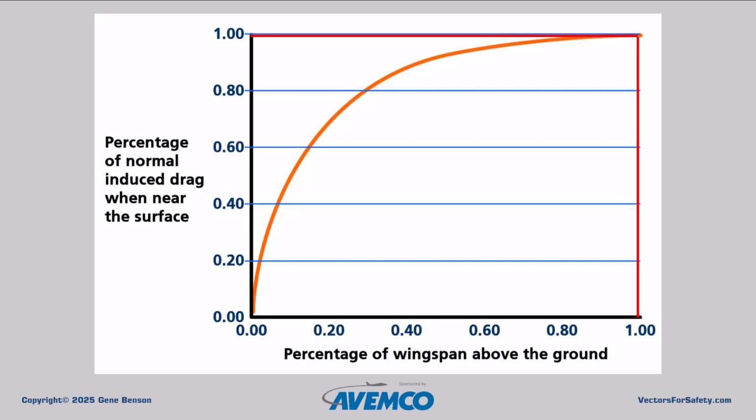As we climb, and the wing reaches 36 feet in height above the ground, a climb of only about 30 feet, that's all it is, we're at 100% of the wingspan, and the benefit of ground effect is gone.